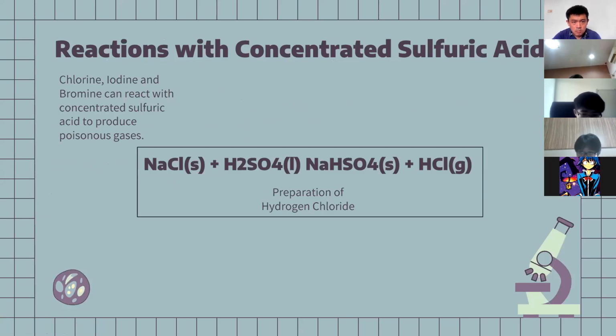This is one of them, preparation for hydrogen chloride, the formula is on screen. And basically, chlorine, iodine, and bromine have reactions with concentrated sulfuric acid to make different types of gases.